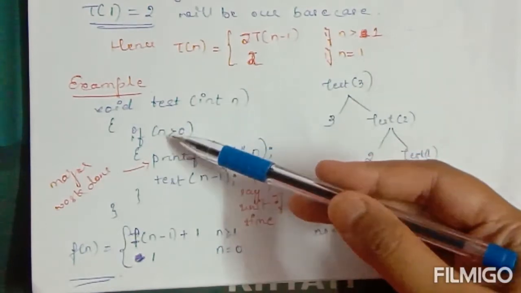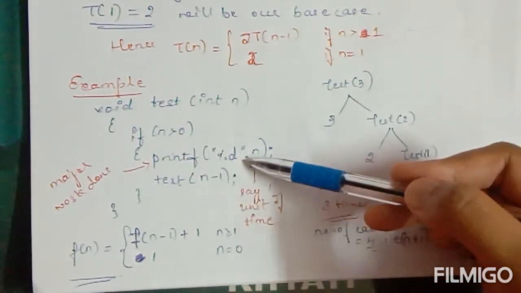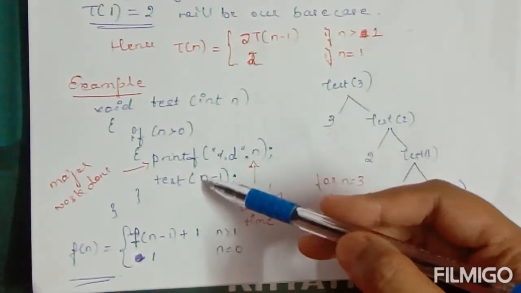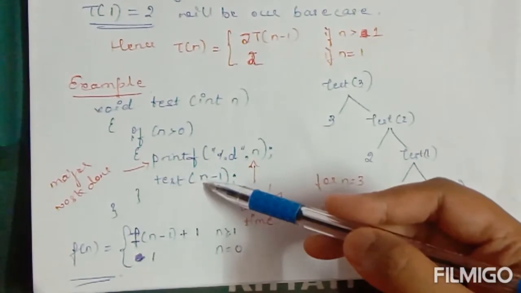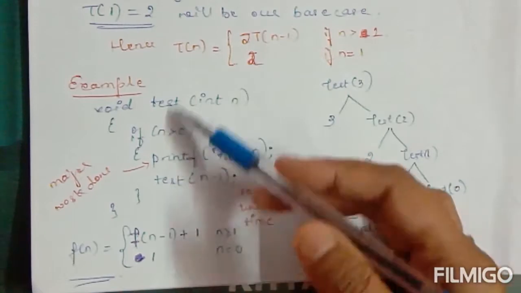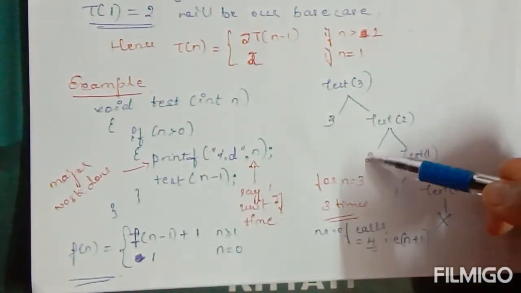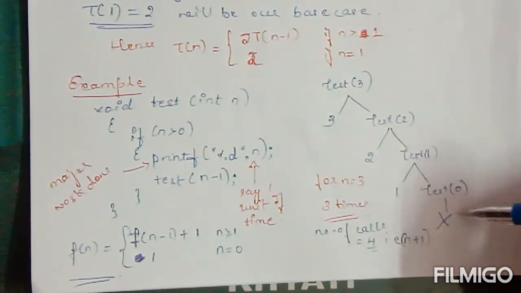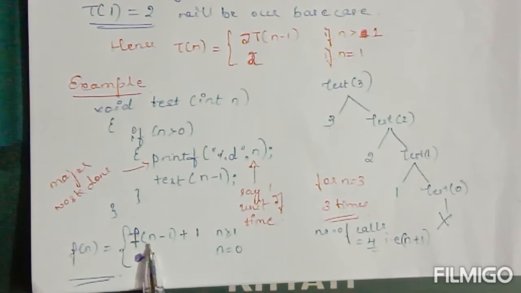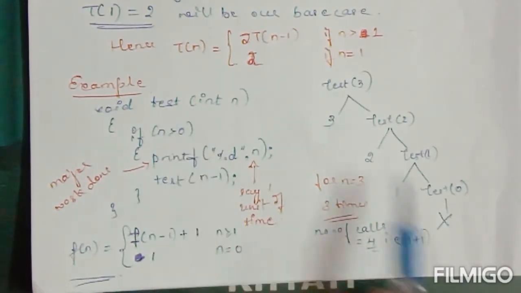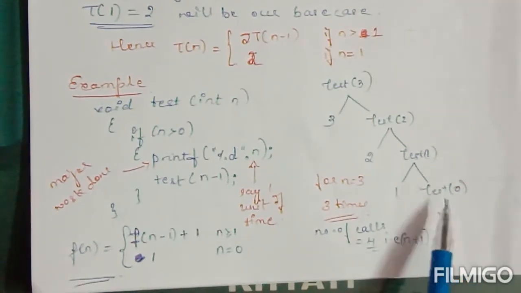What does it do exactly? 3 is greater than 0. So it will print 3. So the first work that is done by it is printing 3. Then another thing it does is it calls test of n minus 1. So 3 minus 1 is 2. It calls test 2. This test 2 again will come. What it does, it prints 2 and calls test 1. So up to when does it go? You know that when n is equal to 0, it stops. So test 0, it doesn't call anything and it returns from the function.